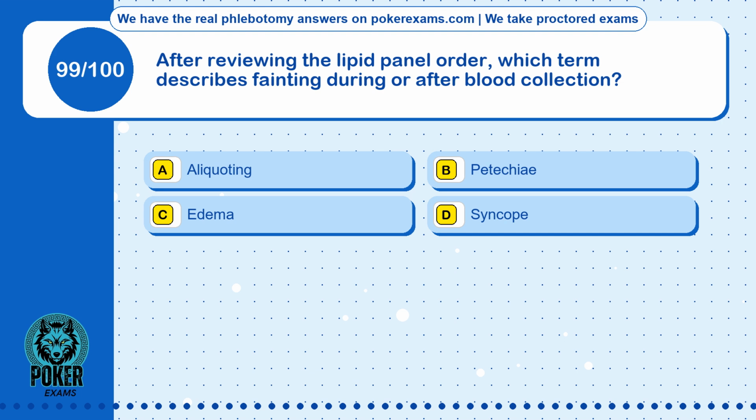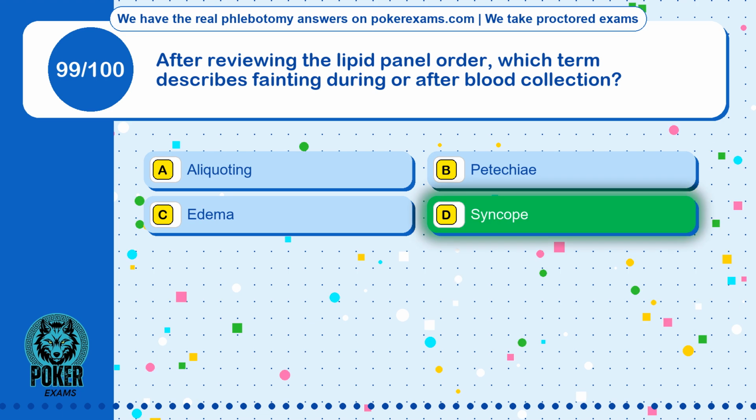Question 99. After reviewing the lipid panel order, which term describes fainting during or after blood collection? Option A. Aliquoting. Option B. Petechiae. Option C. Edema. Option D. Syncope. The correct answer is option D.